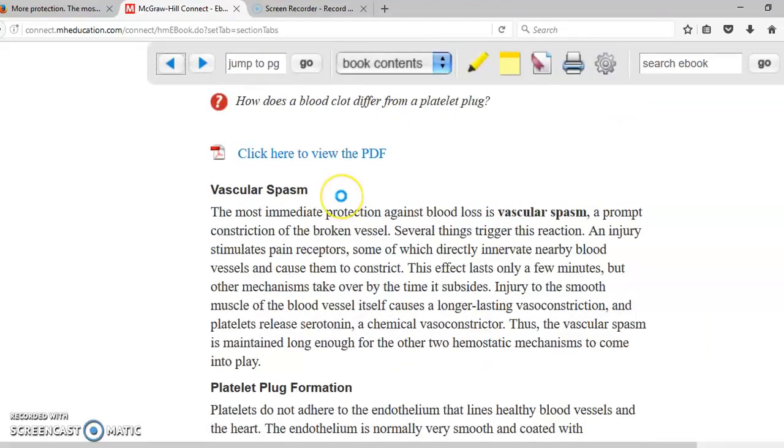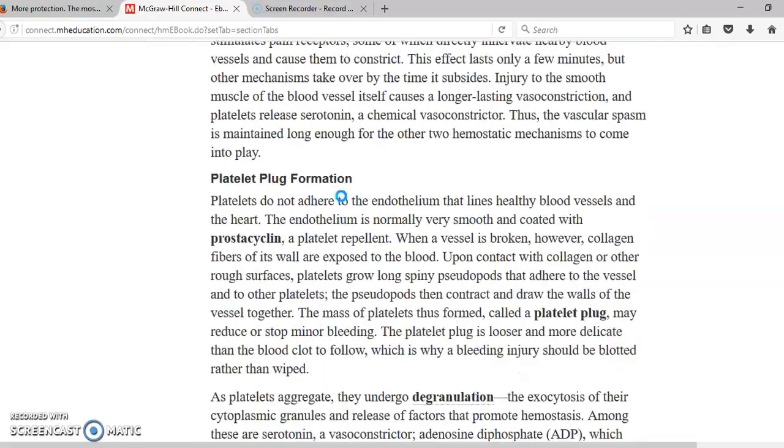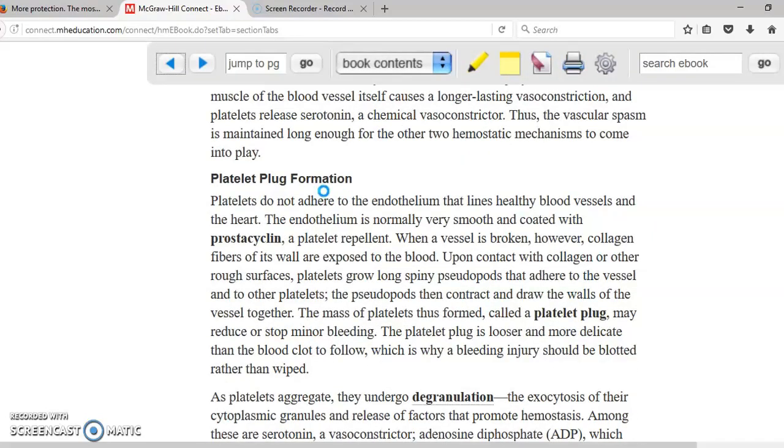Step number 1, we said, is vascular spasm. That's the step in which the muscle available in the blood vessels is going to produce vasoconstriction. Platelet plug formation: when the blood vessel gets damaged, areas inside the blood vessel are going to be exposed. When they get exposed, collagen is going to get exposed. And this collagen is the one that is going to trigger the attachment of the platelets to the walls of the blood vessel.